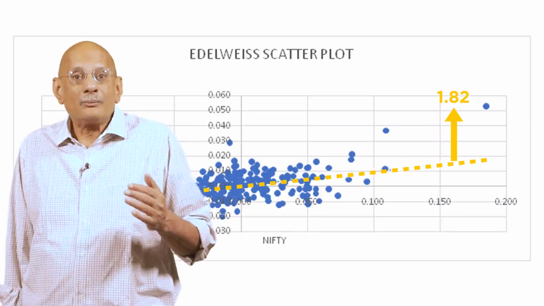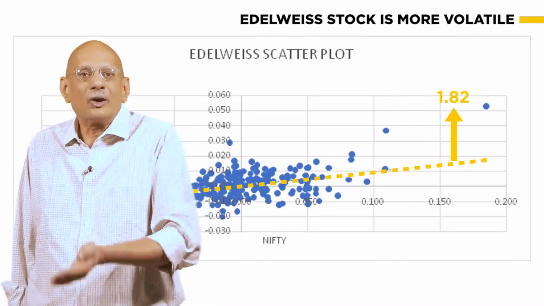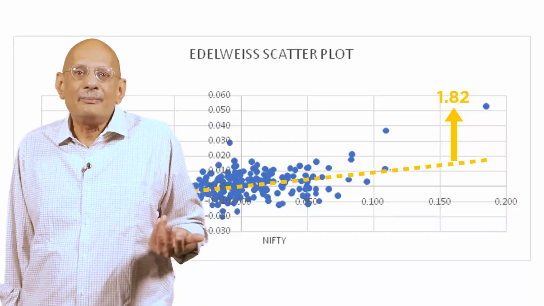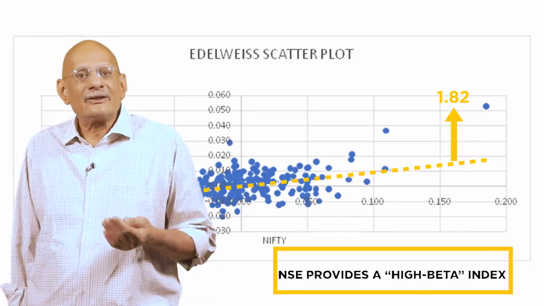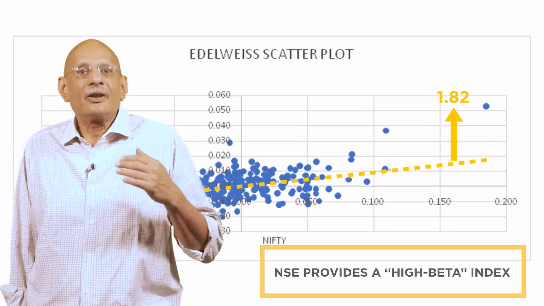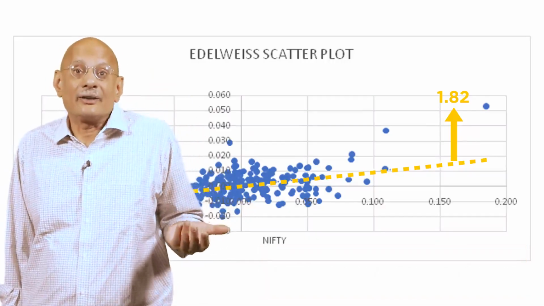A level of 1.82 for Edelweiss means, of course, that Edelweiss is more volatile than the Nifty. Other stocks in the Nifty may have a beta below 1. Indeed, the National Stock Exchange itself provides a high beta index, which is comprised solely of high beta stocks. Higher risk with the expectation of higher returns.